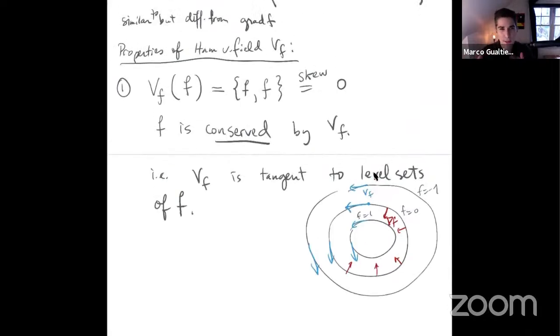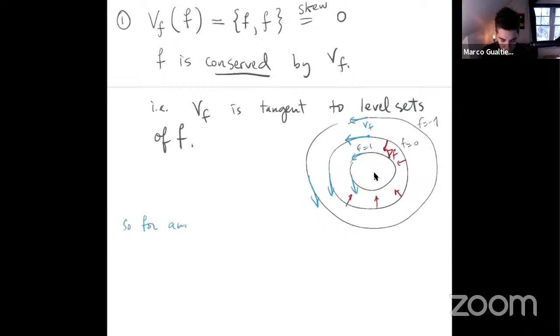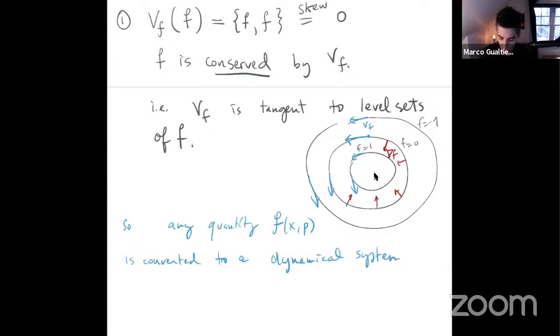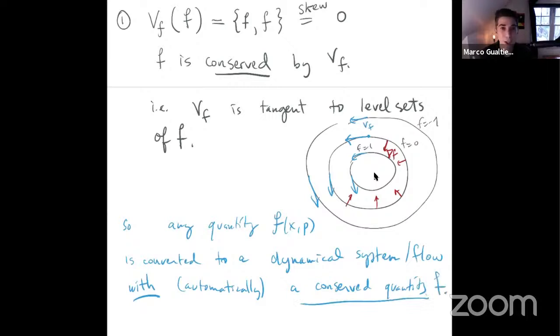So what you see here is that this Poisson bracket is able to convert a function into a vector field that preserves that function. And so that function will be a conserved quantity for the flow of the Hamiltonian vector field. For any quantity f of x, p is converted to a dynamical system or flow with automatically a conserved quantity. And that conserved quantity is the initial quantity that we started with, okay?